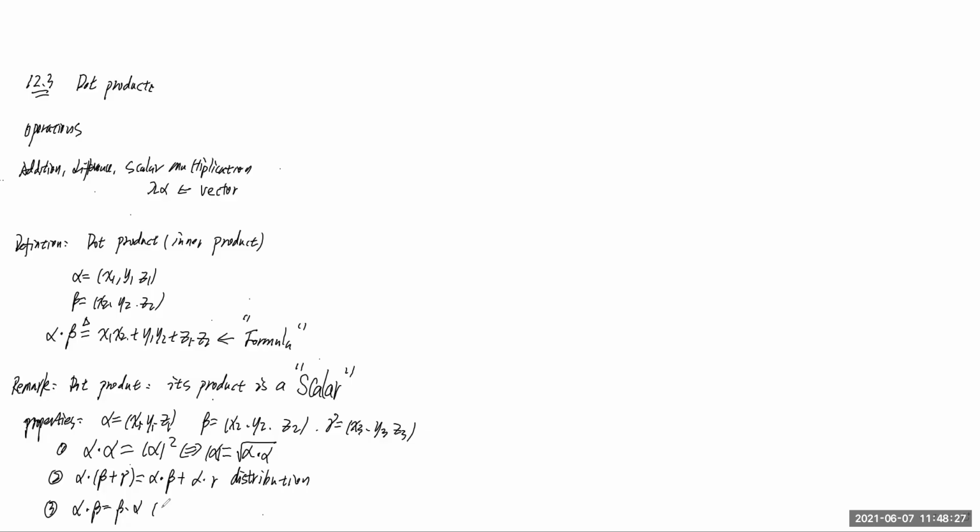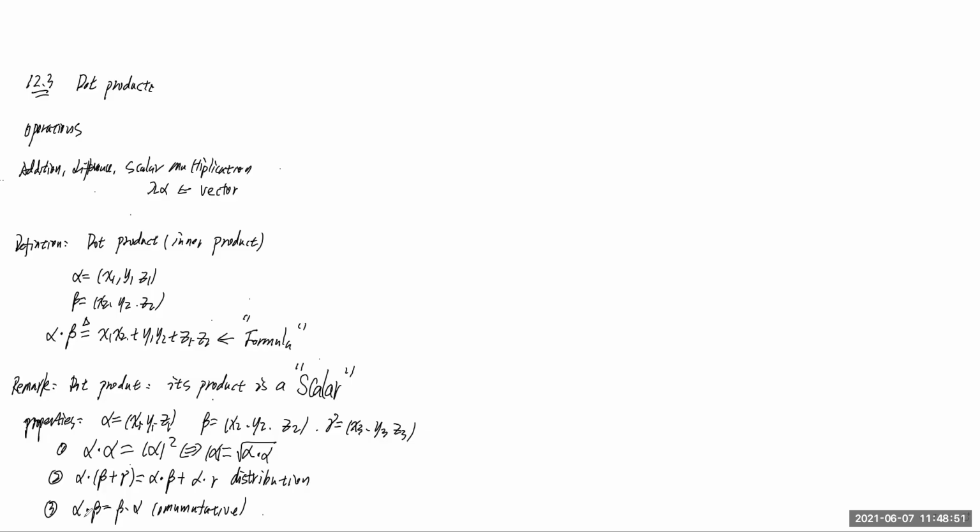This is called the commutative law. It means that if you switch the order of the vectors, the product is the same. For example, in your high school, no, not high school. Anyway, we know this: 1 multiplied by 2 is 2 multiplied by 1, like that. You can say, well, this just generalizes what we knew in high school.